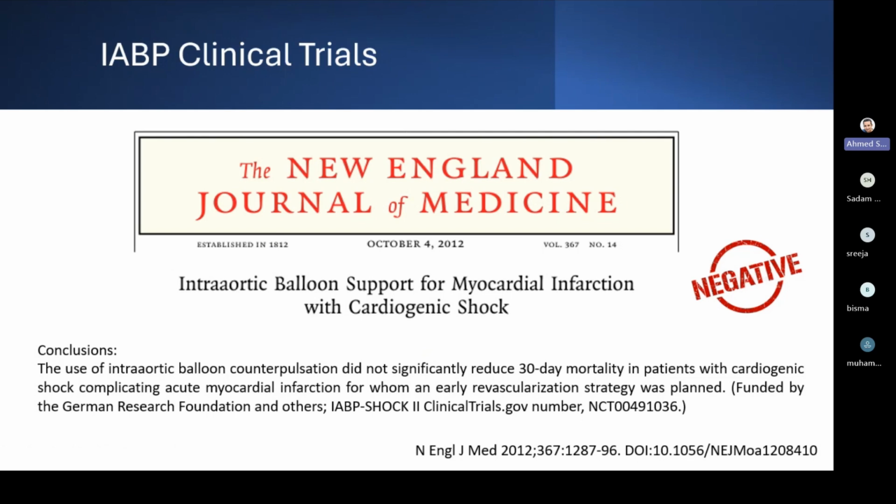But despite all these negative trials, the high-volume ECMO centers and tertiary centers are still using the intra-aortic balloon with good outcomes.